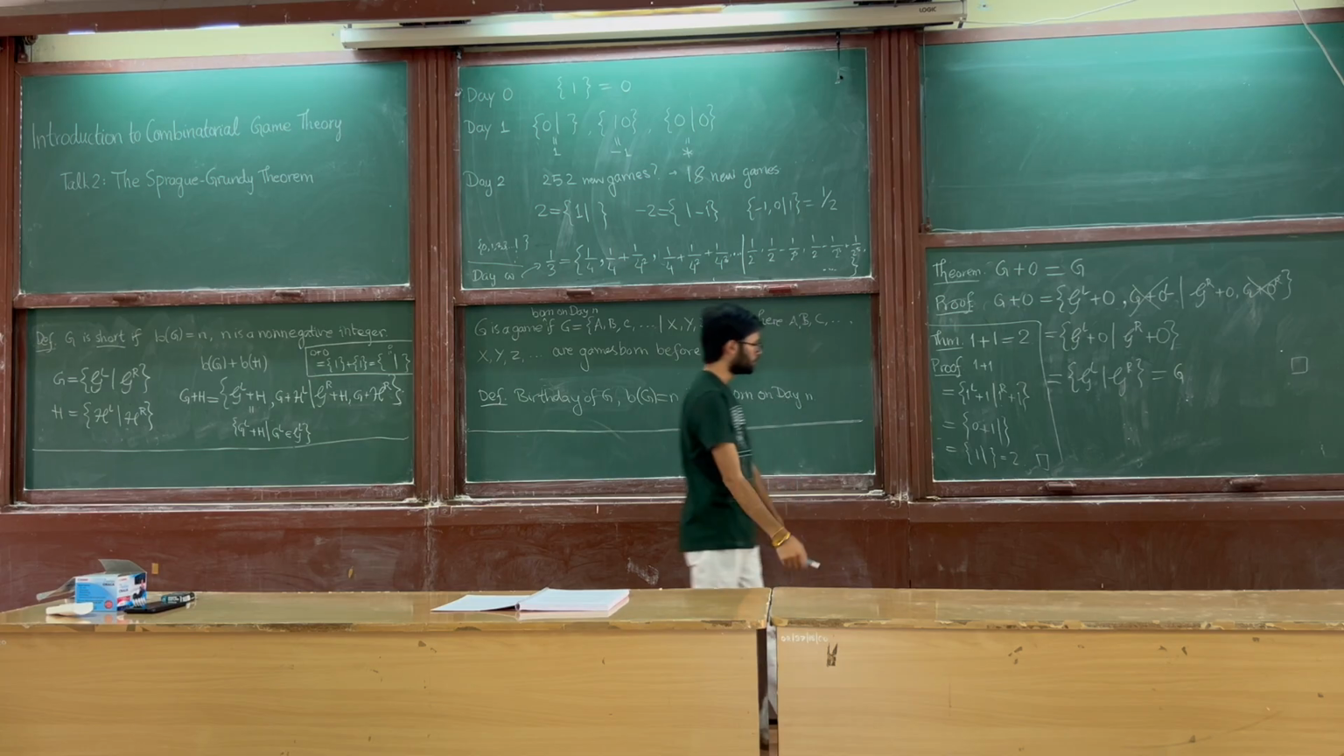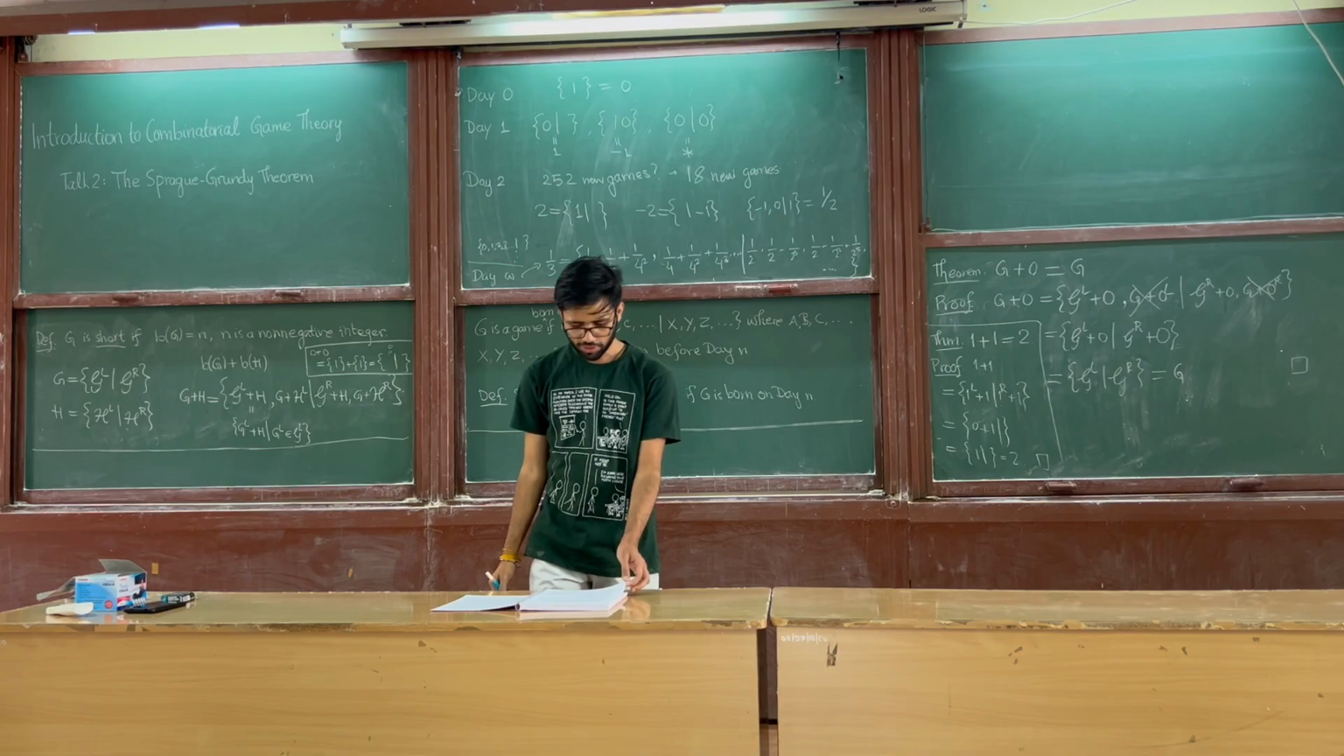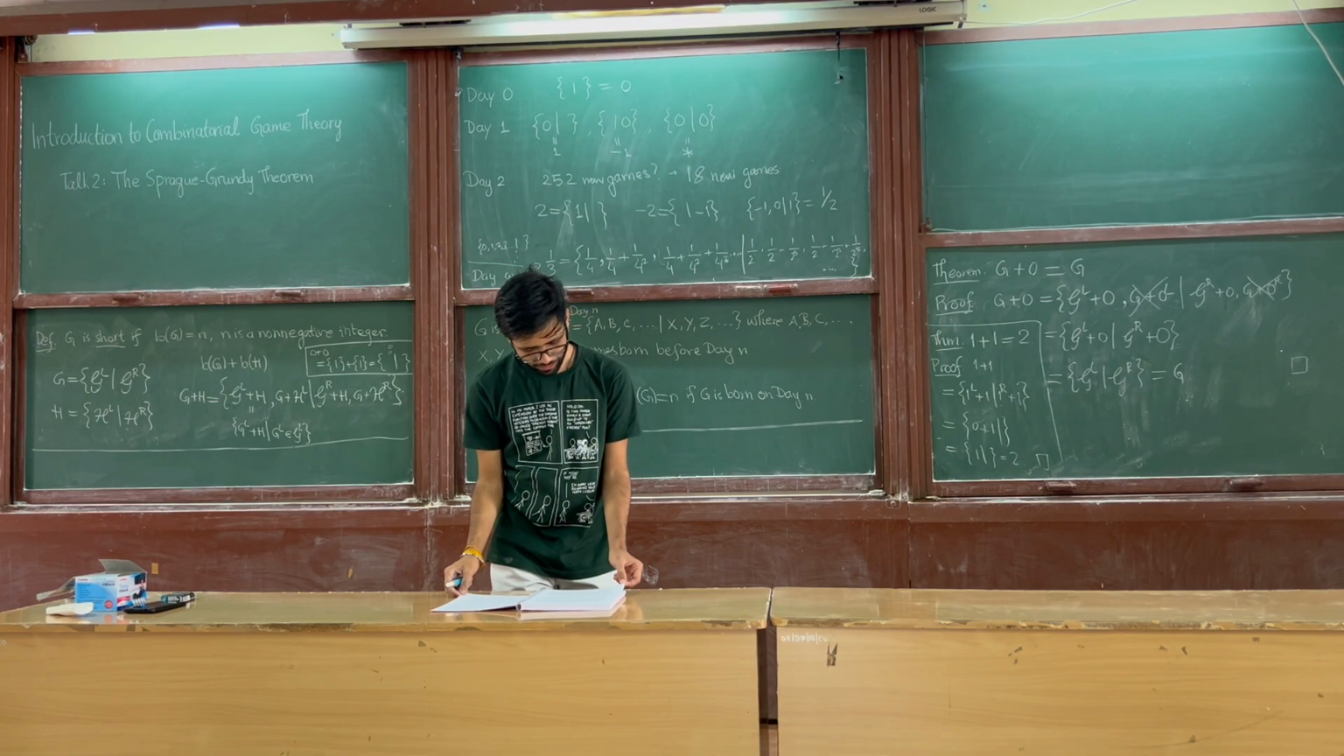And 1 bar nothing is 2. And this proves the theorem. Thus, 1 plus 1 equals 2, as games. Okay.